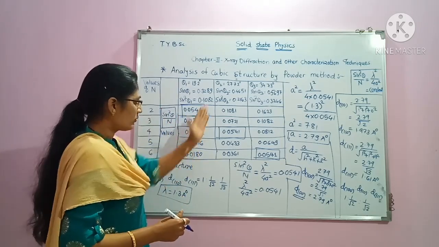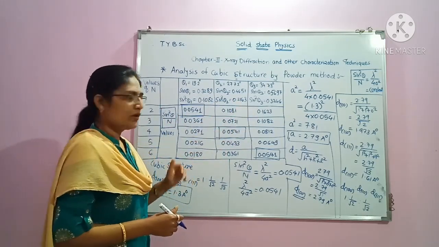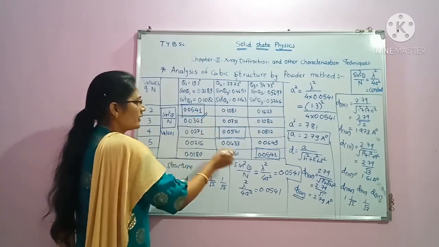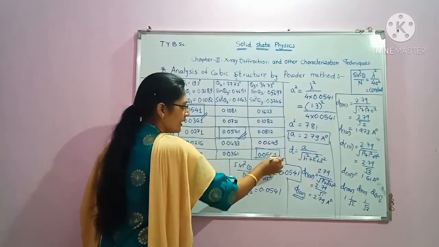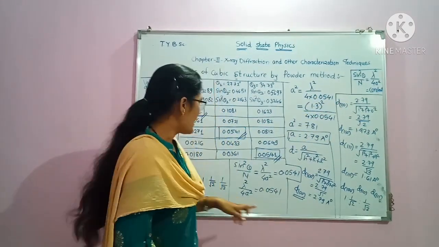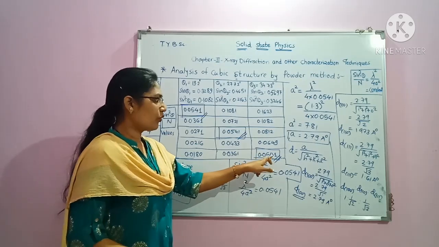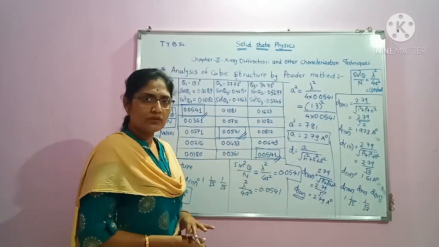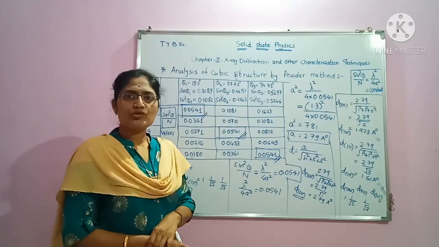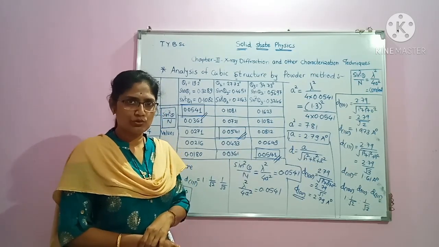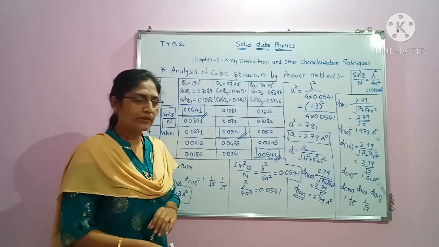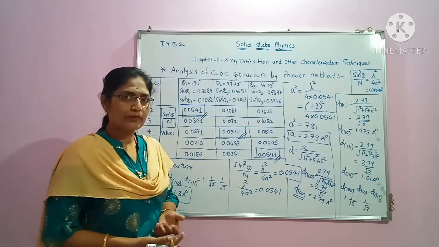And we have tabulated it like this. After observing these values, we have obtained the constant value. It means that we have obtained the value of lambda square upon 4a square as 0.04541. By using this information, one can get the value of a, that is the cube edge, or the interplanar distance also. So initially we will calculate the a value, and after that we can calculate the d value.